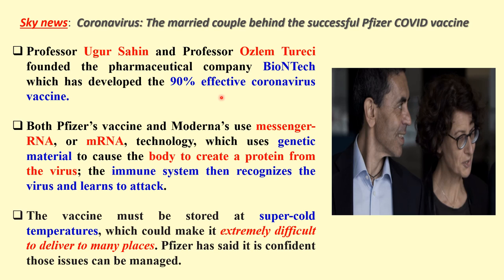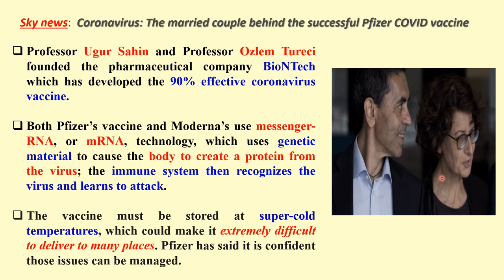Other broadcasting agencies like CNN, Al Jazeera also have published the same report, which has been delivered to the public and to the scientific community. Professor Uğur Şahin and Professor Özlem Türeci founded a pharmaceutical company they call BioNTech. This company developed the 90% effective coronavirus COVID-19 vaccine.